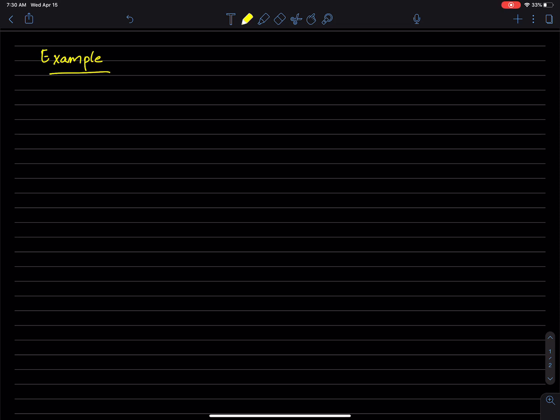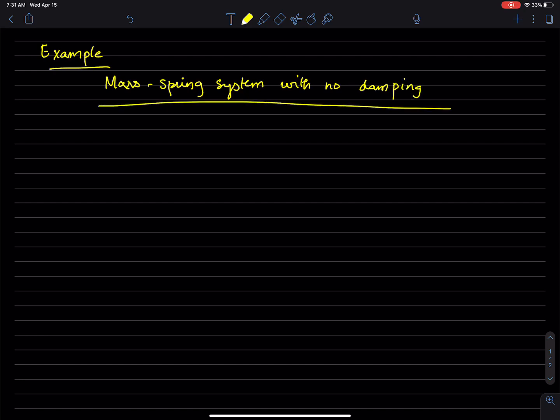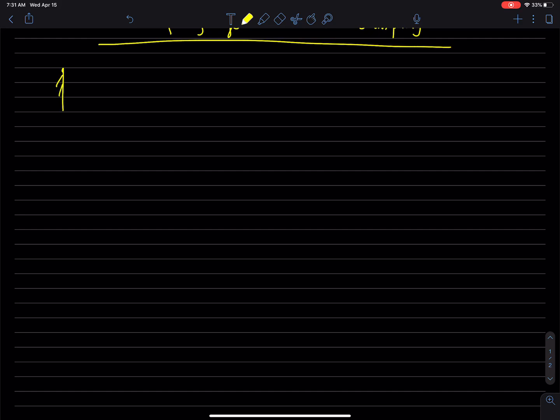Here's an example of a mass spring system with no damping. Okay, so what's the system? Again, recall we have a mass sitting on a frictionless surface with the spring stiffness K and mass M. And the equation of motion is m x double dot equals minus k x, where x is measured from the unstretched length of the spring.